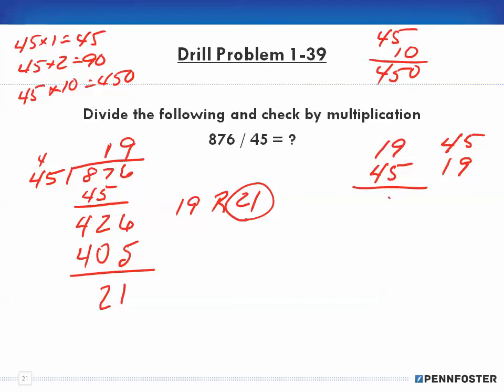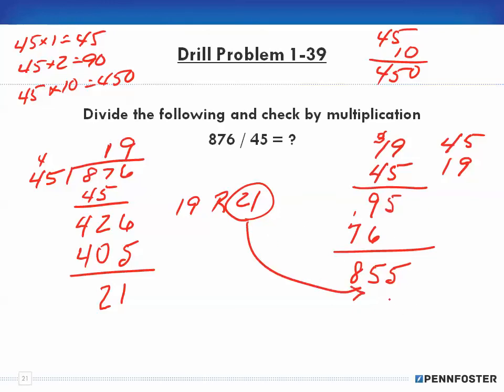5 times 9 is 45. Carry my 4. 5 times 1 is 5, plus 4 is 9. 4 times 9 is 36. Carry my 3. 4 times 1 is 4, plus 3 is 7. Add them up. 5, 9 and 6 is 15. Carry my 1, 855. And then I have to add back in the 21.